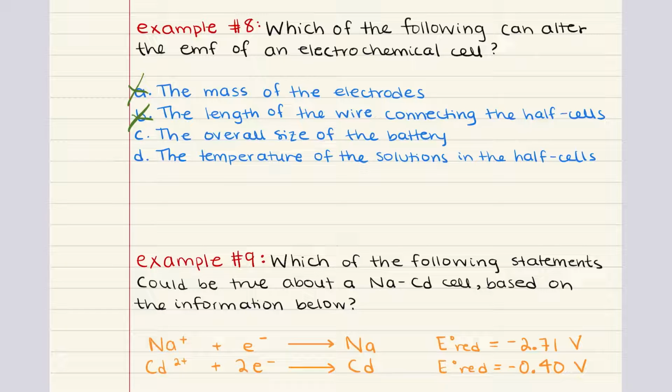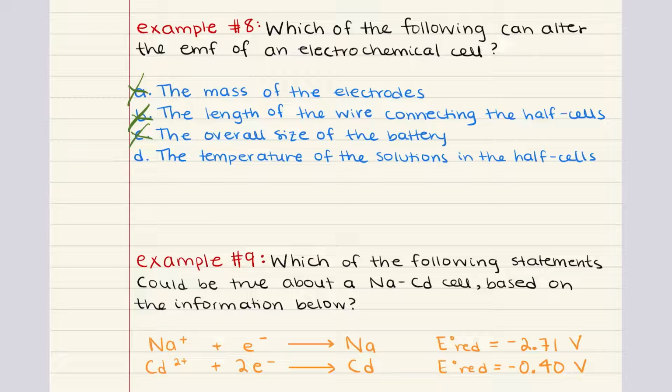C says the overall size of the battery. Again, this option is incorrect because the size of the battery does not influence the EMF. The electromotive force depends on the chemical nature of the reactions and not on the physical dimensions of the cell components. So we can cancel out option C as well.